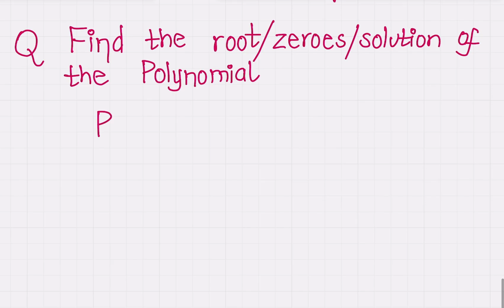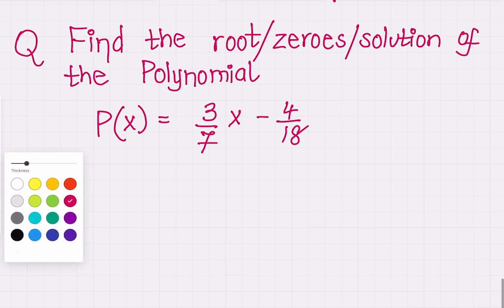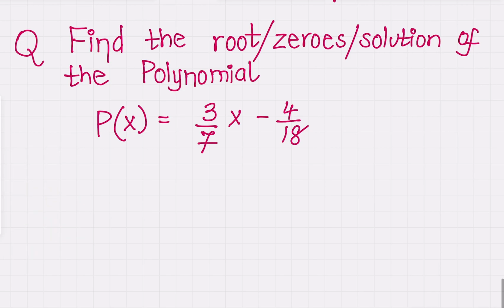And then the polynomial example is p of x is 3 by 7x minus 4 by 18. So this is the type of polynomial, again with fractions. Just by looking at it, honestly, I cannot find out what the root of the polynomial is. So what I'm going to do here is like we did in the last question.